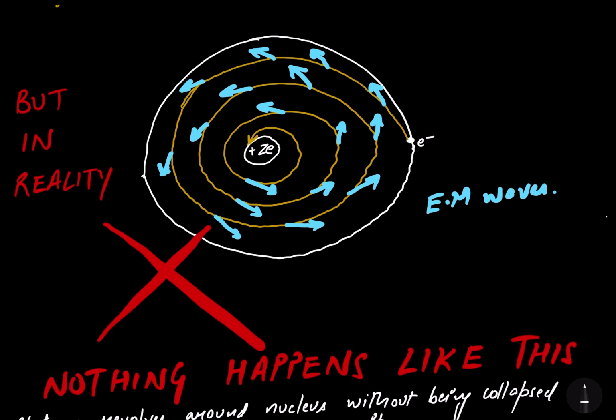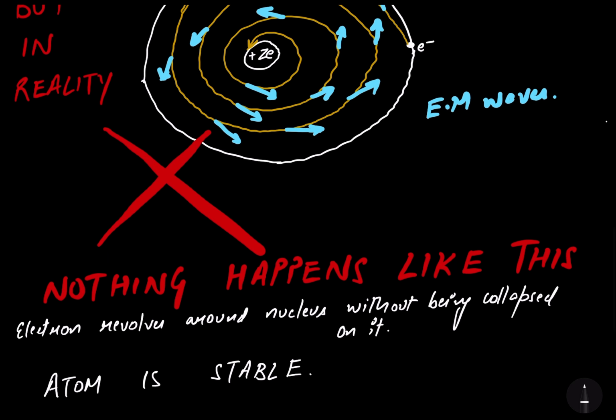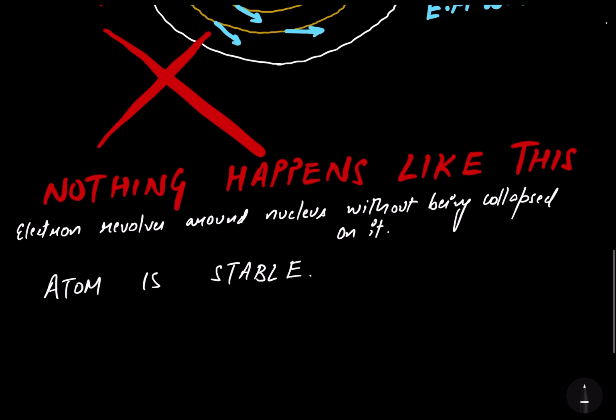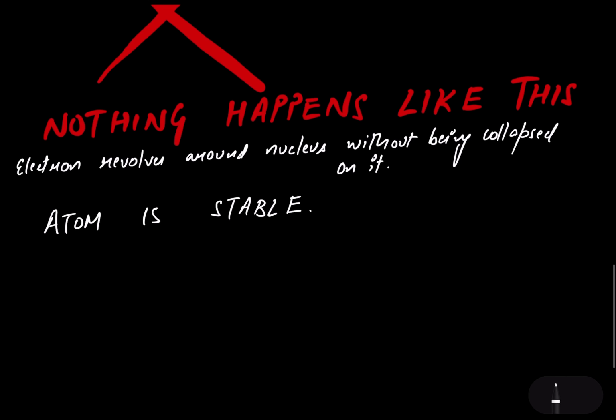According to the electromagnetic wave theory, the electron is accelerating in the attractive field, magnetic field, or the nuclear field of the nucleus. So the electron will emit electromagnetic waves at every point of revolution and will finally follow the spiral path to collapse on the nucleus. But in reality, nothing happens like this. Means the electron revolves around the nucleus without being collapsed on it. So the atom is stable.